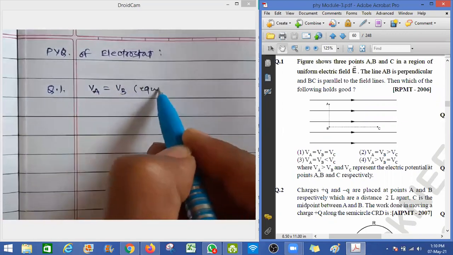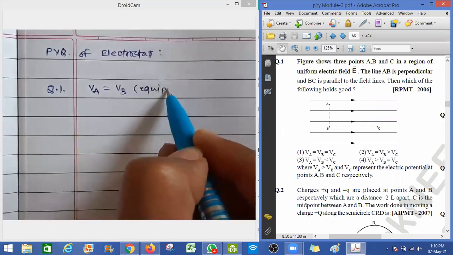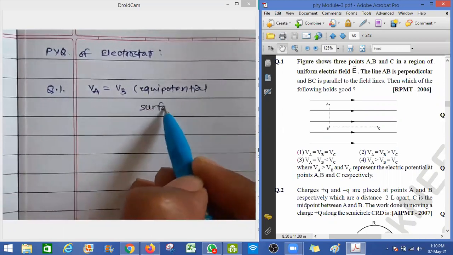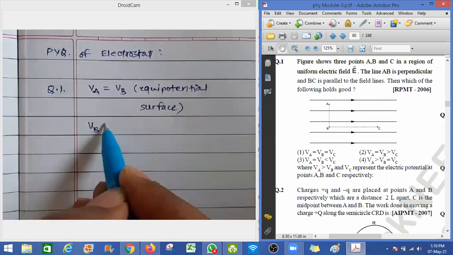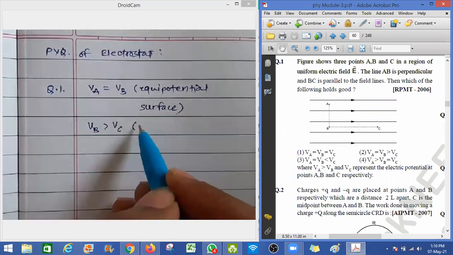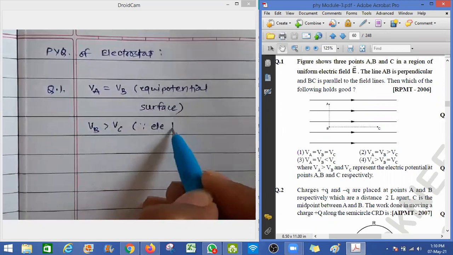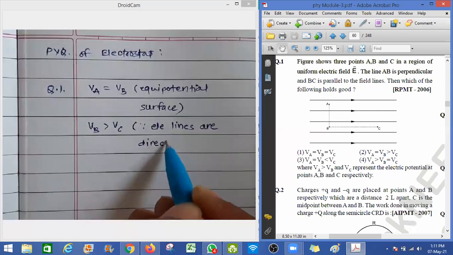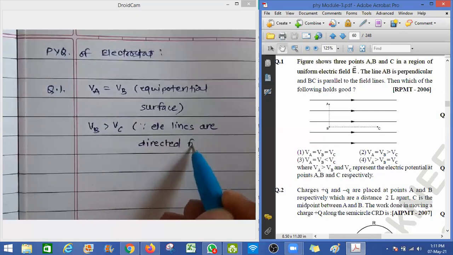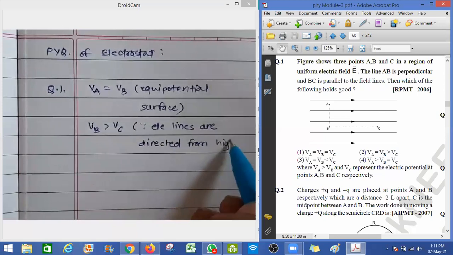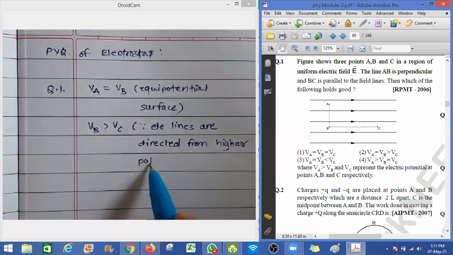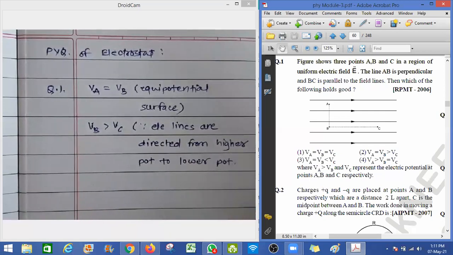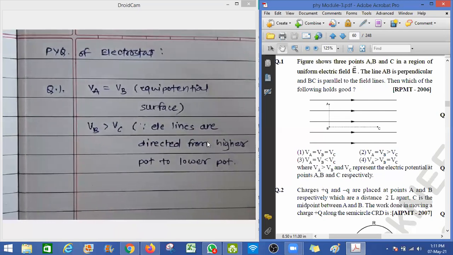Reason: equipotential surface, this is the reason. Okay sir, fine. And why is potential at point B more than potential at point C? Because, write down, because electric field lines are directed from higher potential to lower potential. Okay, these are the facts behind question number 1.